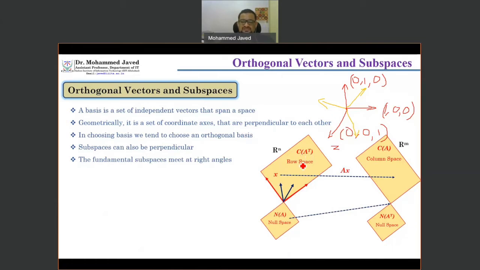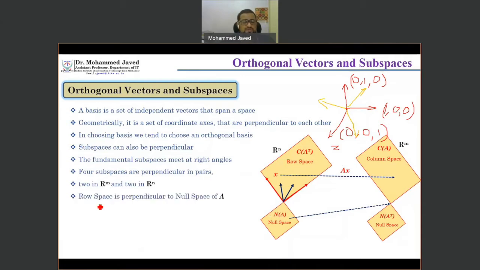So row space is perpendicular to the null space of A. On the other hand, column space of A is perpendicular to null space of A transpose. I have already explained these things in the linear transformation lecture; hope you remember that. Now, the four subspaces are perpendicular in pairs: two in Rm and two in Rn. Row space is perpendicular to null space of A, and column space is perpendicular to null space of A transpose.